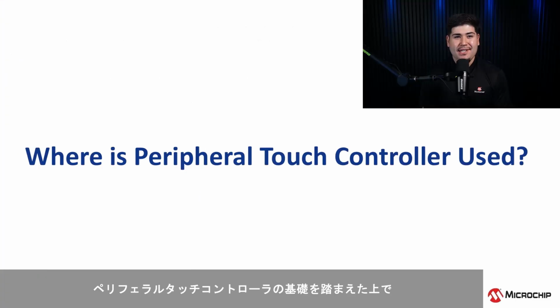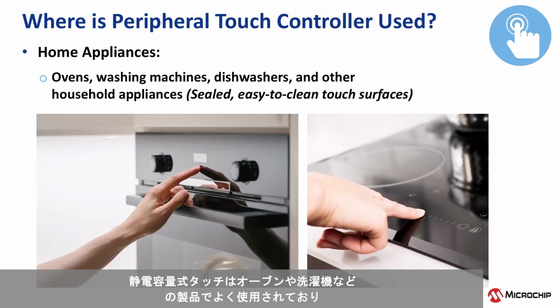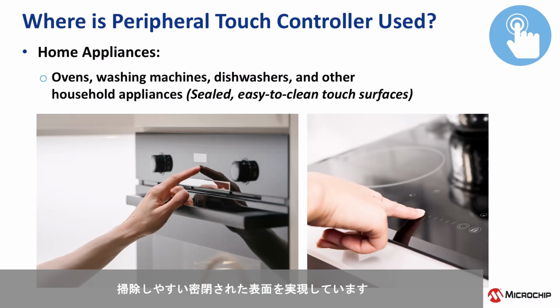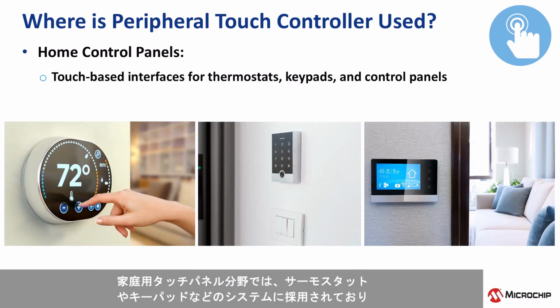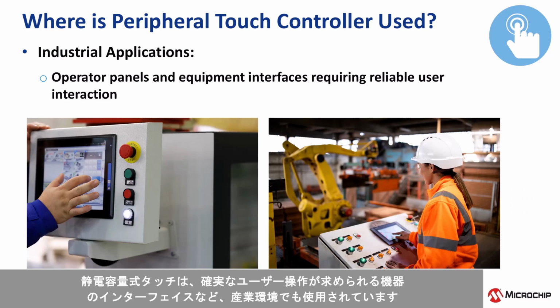With that foundation of the Peripheral Touch Controller in mind, the next question that we'll talk about is what applications do you see capacitive touch and the Peripheral Touch Controller used in? In home appliances, capacitive touch is commonly used on products like ovens or washing machines, where smooth touch keys and sliders replace mechanical buttons and create sealed surfaces that are easy to clean. In home touch panels, it appears in systems such as thermostats or keypads, offering compact, modern interfaces without added mechanical complexity. Capacitive touch is also used in industrial environments, including equipment interfaces, where reliable user interaction is required.